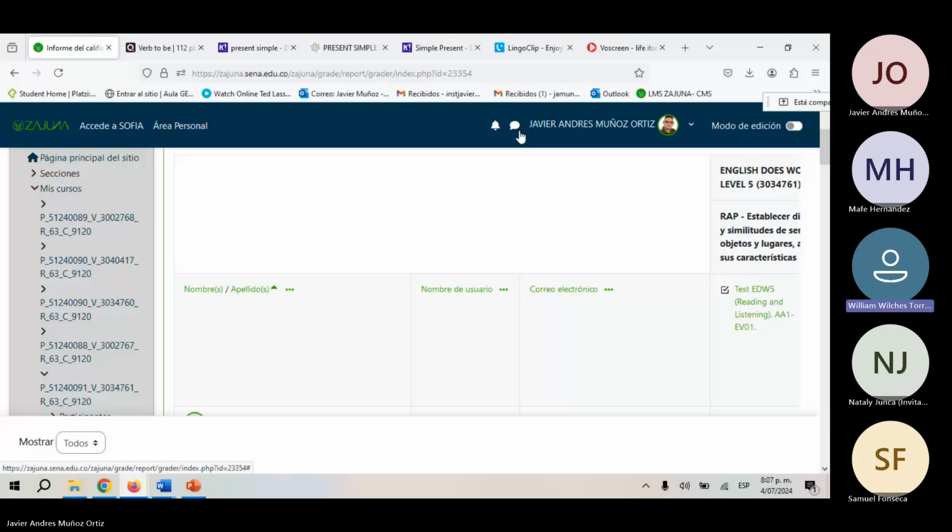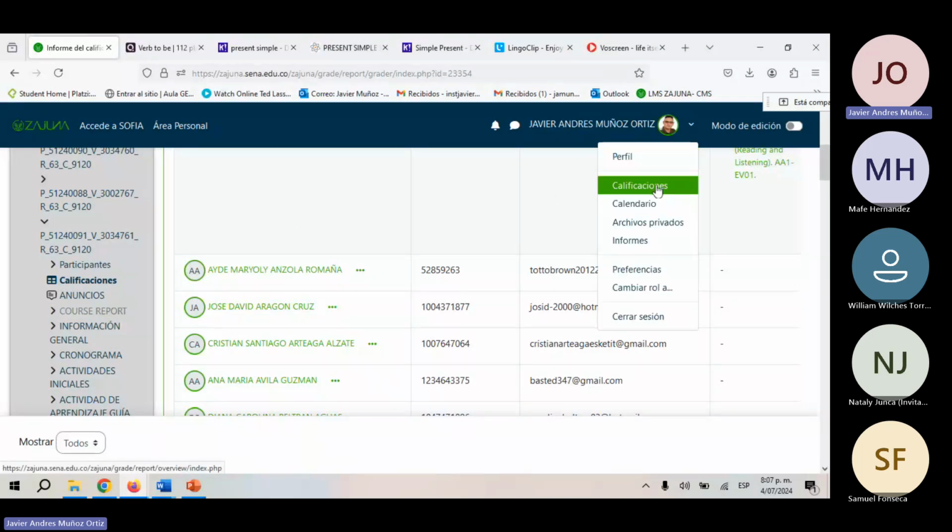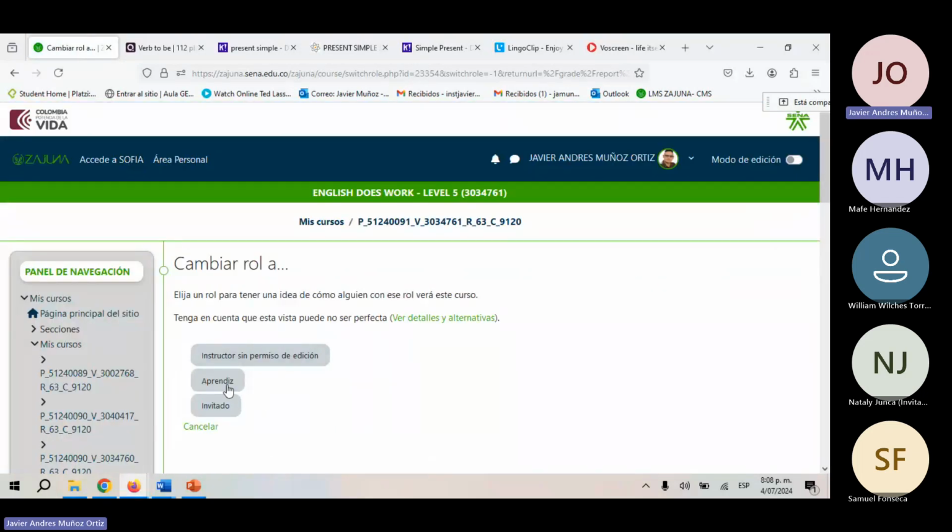Okay, so let's continue. In the link calificaciones or grades, it is not gradas. Somebody some months ago said, what's the meaning of grades? Why are they called gradas? So no, it's not gradas. It's calificaciones. Okay, here in grades and calificaciones, let's see, cambia rol. Oh yeah.